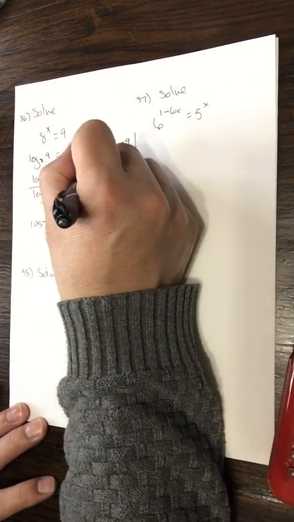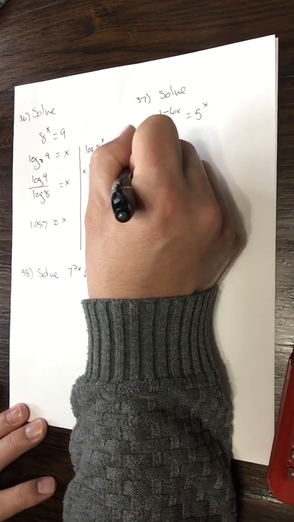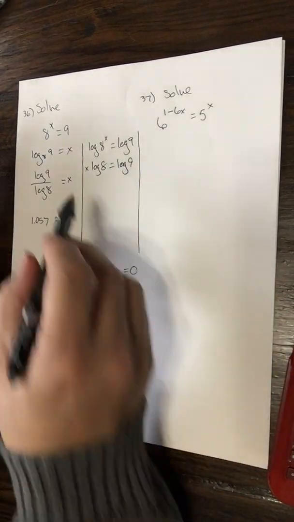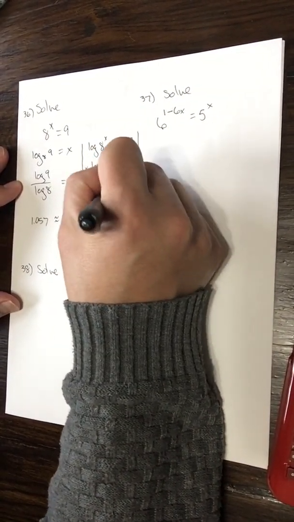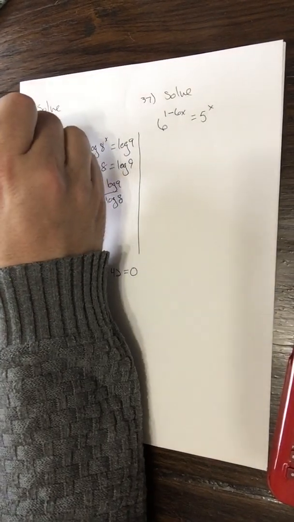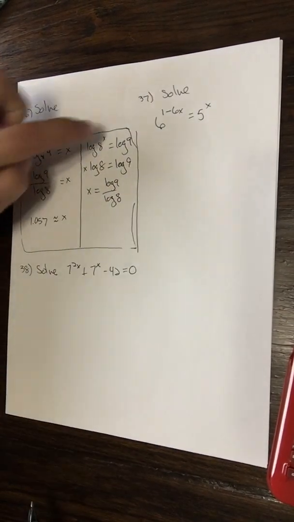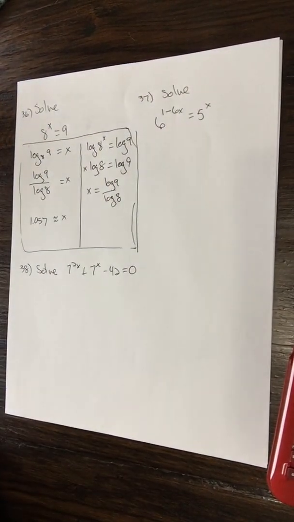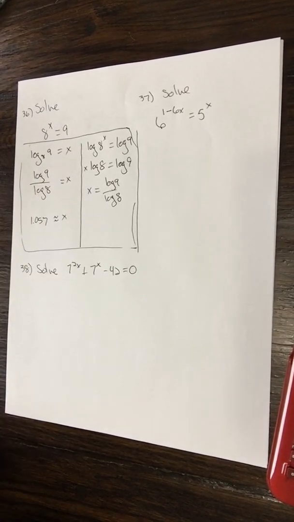The x comes down in front. X times the log of 8 is equal to the log of 9. I said x, but I meant 8. And then to get x by itself, you divide. So you get the log of 9 over the log of 8. And look, that's the exact same thing we have over here. So two different ways to solve that problem. Depending on which one you prefer, you could either take the log of both sides, bring the exponent down, and get the exponent by itself, or just rewrite it and use the change of base formula.